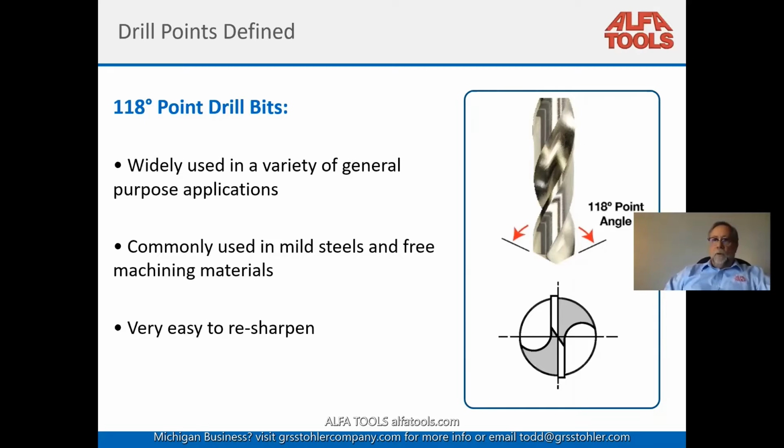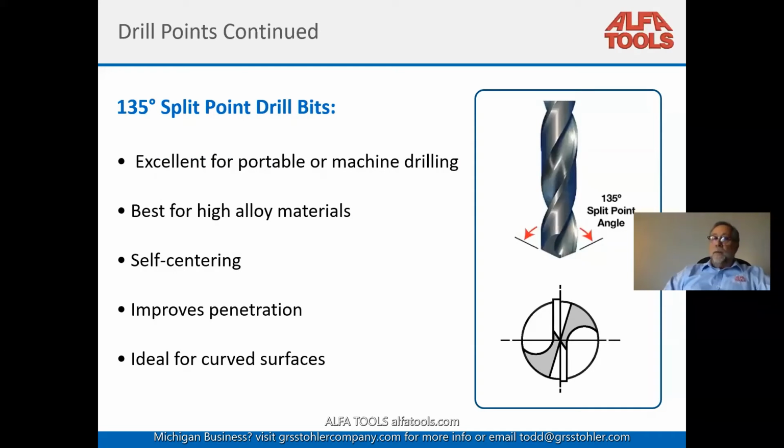But the next point, if you go ahead, is 135-degree split point. Now, this is the most popular today. Most guys, like I said, 90% of our guys using these kind of high-speed general purpose tools are doing it by hand. This point is put on, first of all cobalt drills, because they're known as heavy duty. They always split the point on a heavy duty drill. So it starts faster in the higher alloy materials, and it's self-centering.